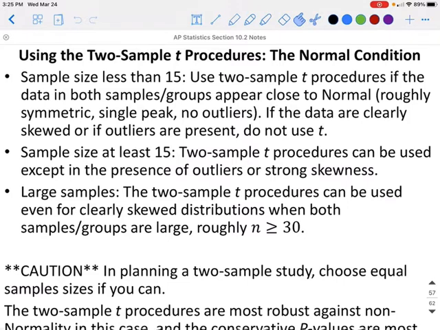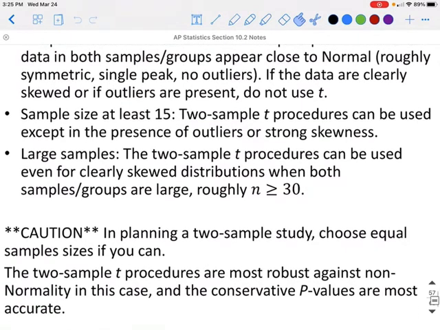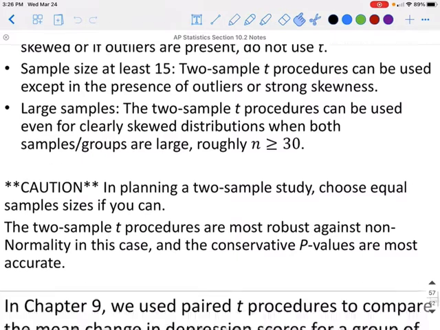And if we have large samples, two-sample T procedures can be used even if there's clear skewness when the sample sizes are at least 30. You do need to be cautious. In planning a two-sample study, choose equal sample sizes if you can. The two-sample T procedures are most robust against non-normality in this case, and the conservative p-values are most accurate.